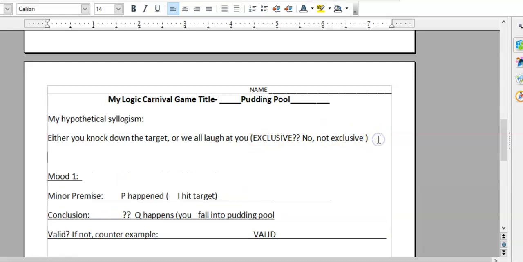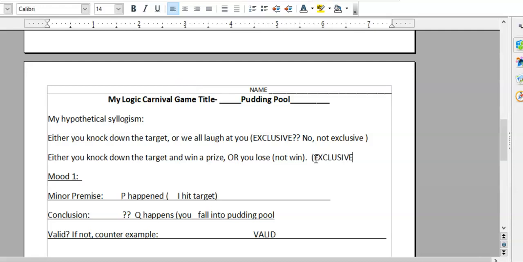What if we did this one? Either you knock down the target and win a prize, or you lose. Do you think those are exclusive? So either you win or you lose. So we call that win or not win. So basically, because everybody has to fall into one or the other, we would say that these are exclusive. And so these you'll deal a little bit differently with.